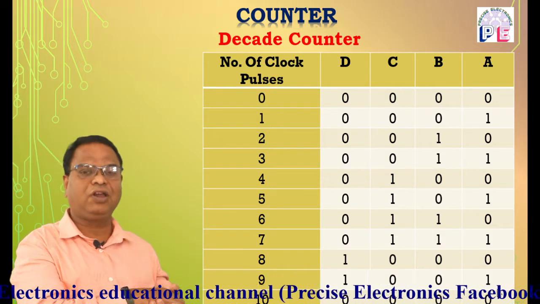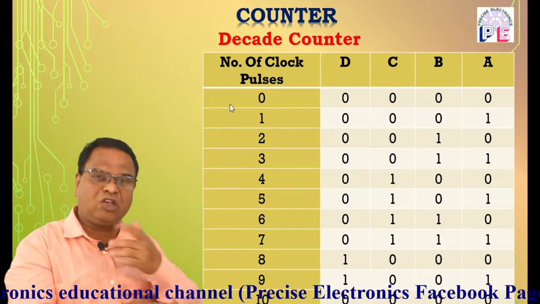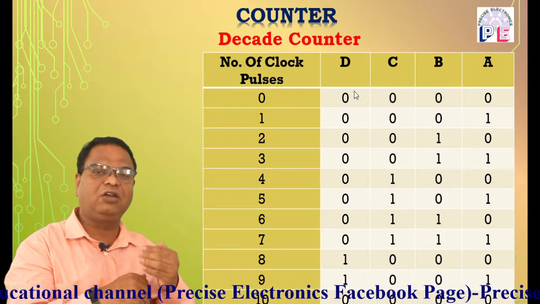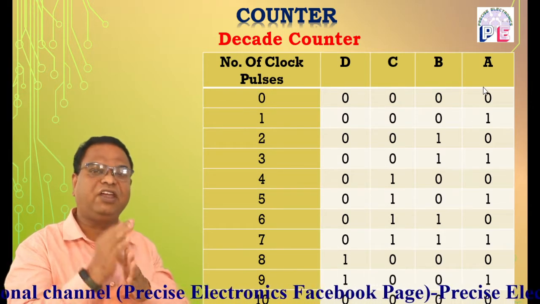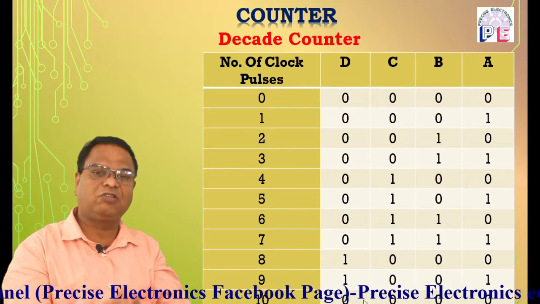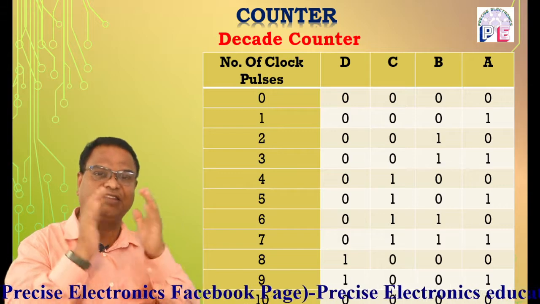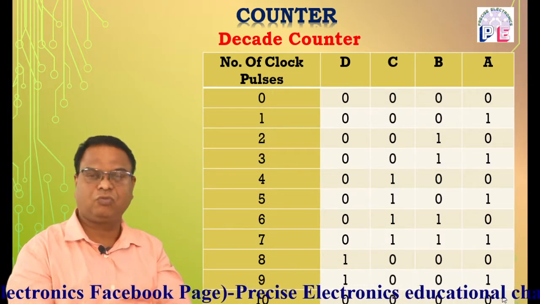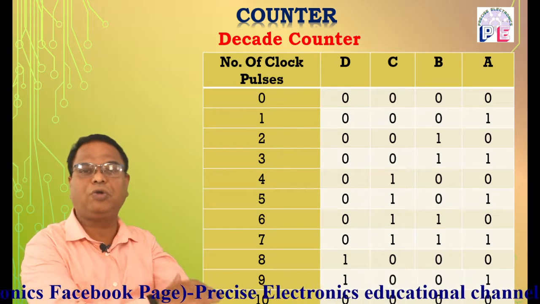So from this truth table, it is clear that with every clock pulse, the counter progresses and the bit stored or bit counted increases by 1. So at the end of the 10th clock pulse, the counter gets reset, the initial stage appears and it starts counting from its initial stage. So that is the truth table of the decade counter.